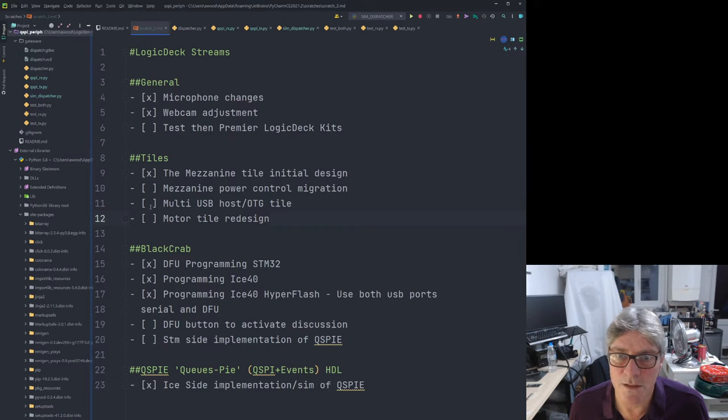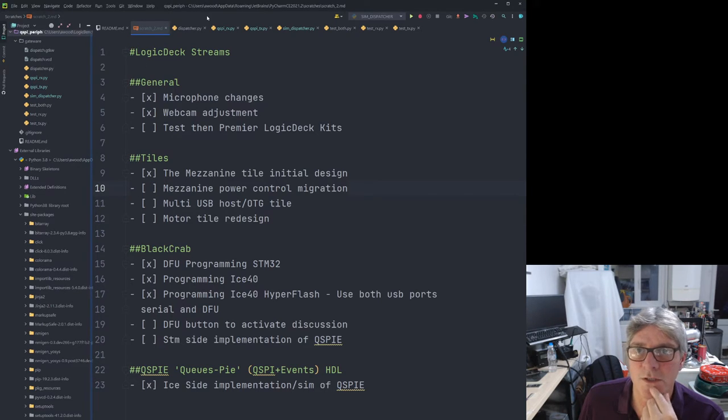Multi-USB tile. I've got a couple of tiles I've got to design. I've got everything listed on there. I'm not going to do these today because that would take too long. I should cover the mezzanine power control migrations. So just as a quick refresh then, switching over to the hardware, given that no one's requesting DFU stuff. We'll do that next time maybe. Let me open up the CAD.